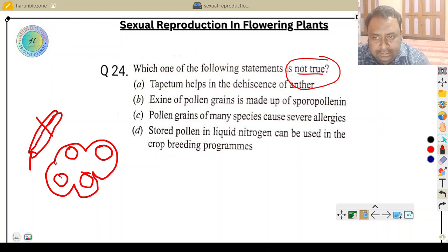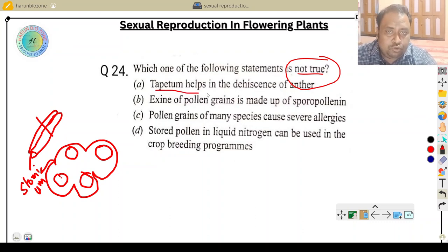So this is this region. In this region, stomium is present. When the pollen is matured, the stomium bursts and releases the pollen. So tapetum does not take part in dehiscence.